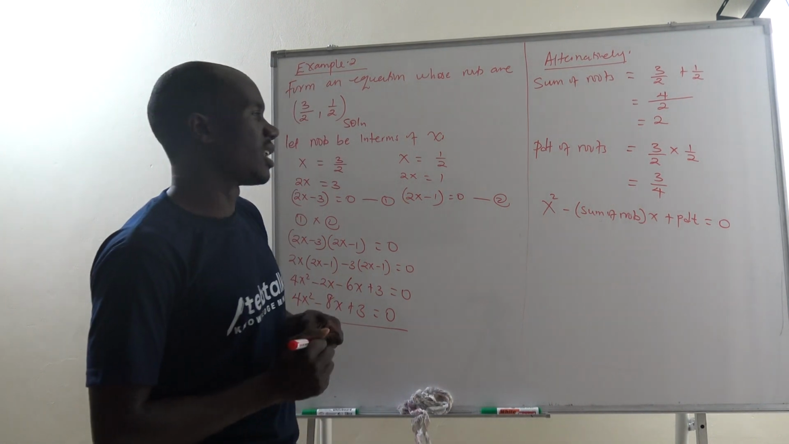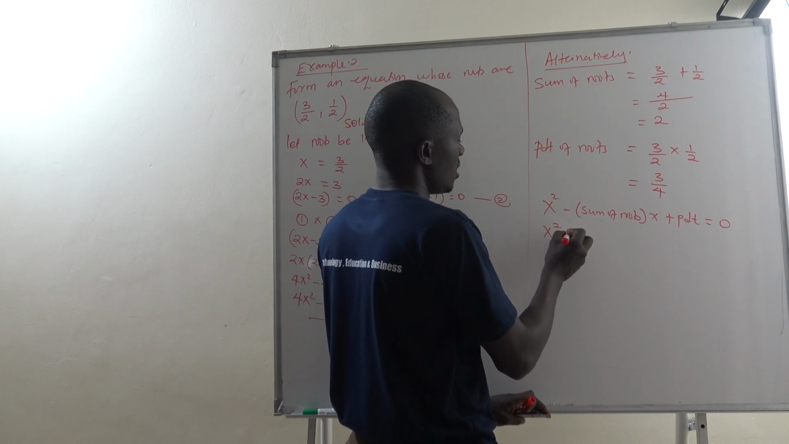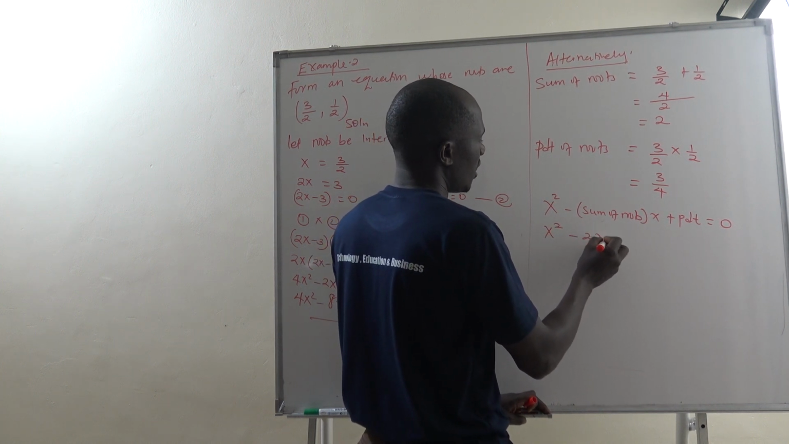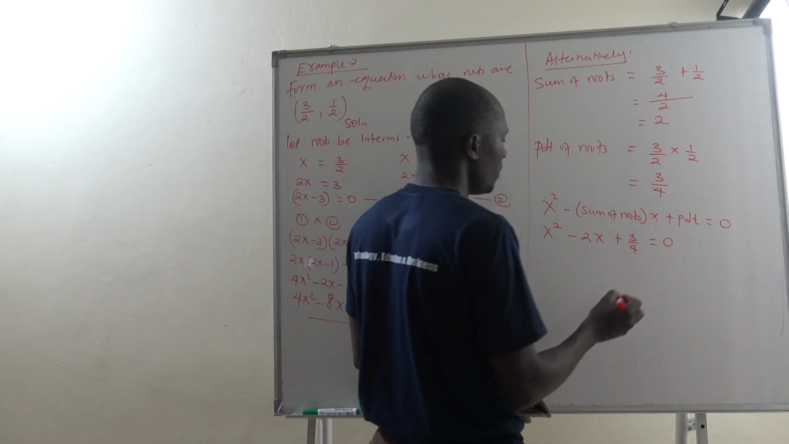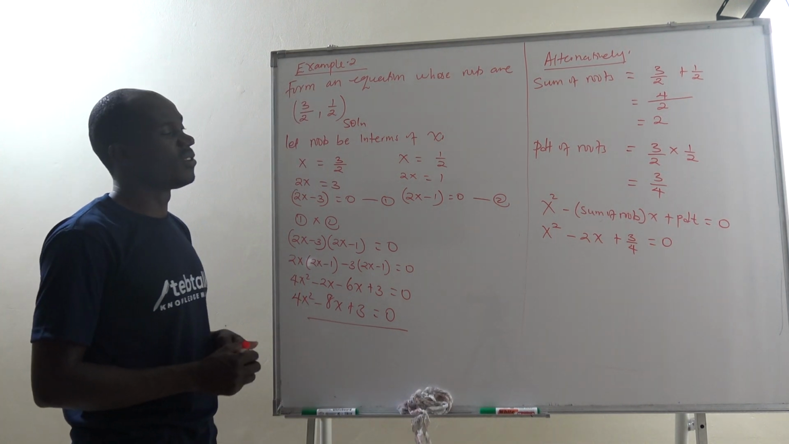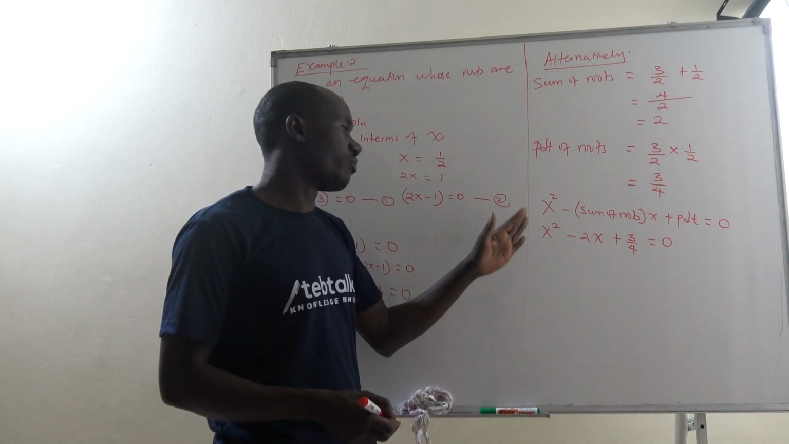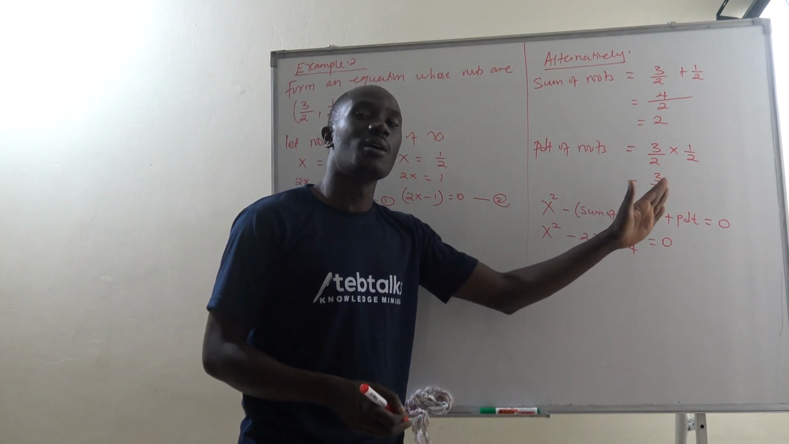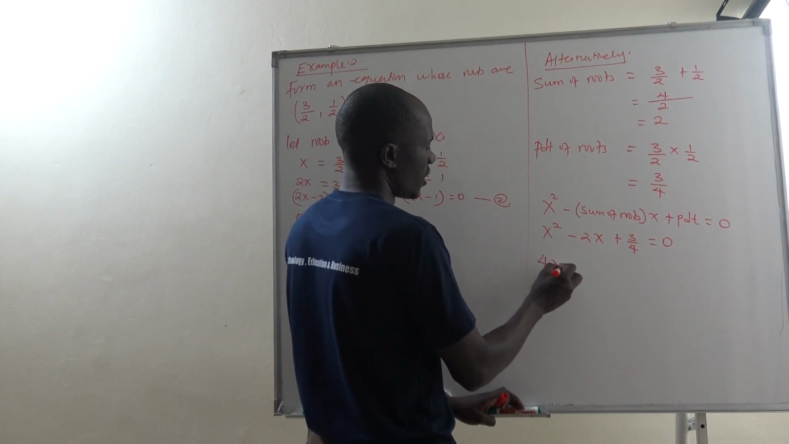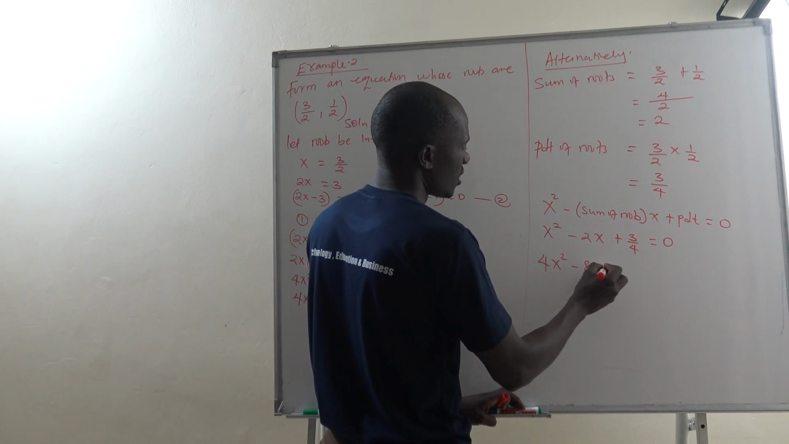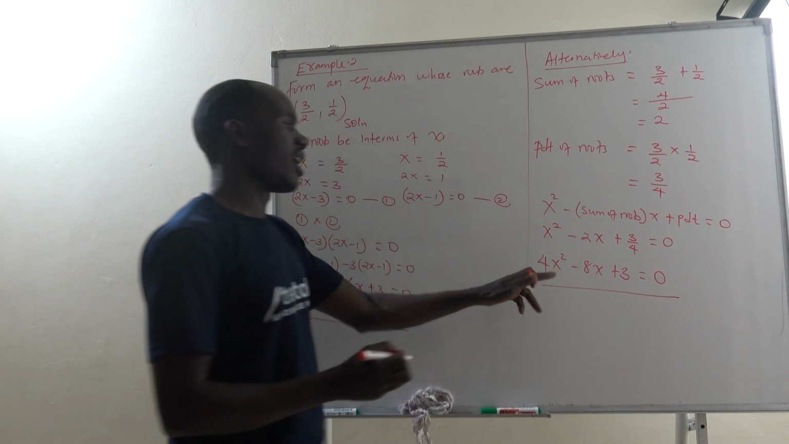So what is the sum of roots? Sum of roots is already 2. Then we go with substituting: x squared minus 2x plus our product, which is already 3 out of 4. The whole thing equals 0. Then from there, you are free to multiply with the LCM. The LCM is 4. Multiply by 4 everywhere. So when we multiply, what happens? It becomes 4x squared minus 8x plus 3 equals 4 times 0, and we are getting the 0 as before.